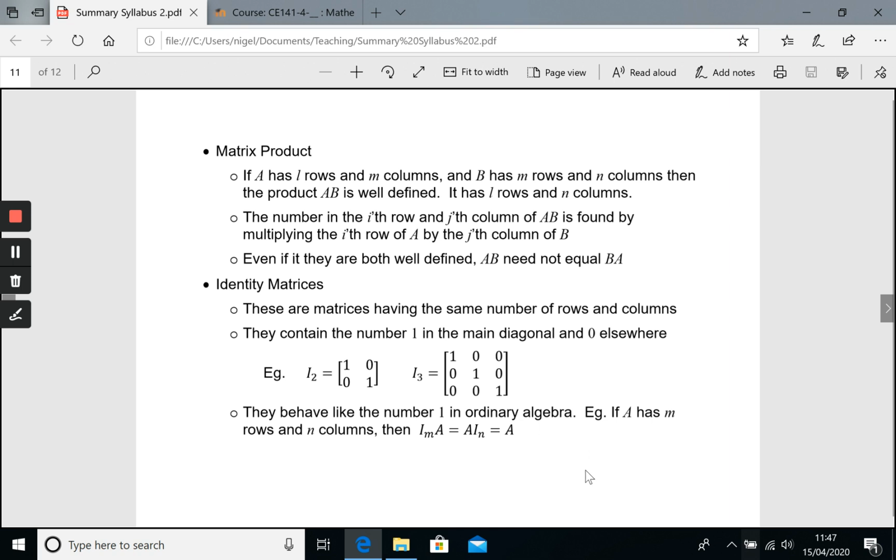And they behave like the number 1 in ordinary algebra. So for example, if I've got some arbitrary matrix A having M rows and N columns, then the product of the identity matrix of order M times A makes sense, as does the product of A multiplied after by the identity matrix of order N, and both products work out to be equal to A. And of course, you can check that with some examples.